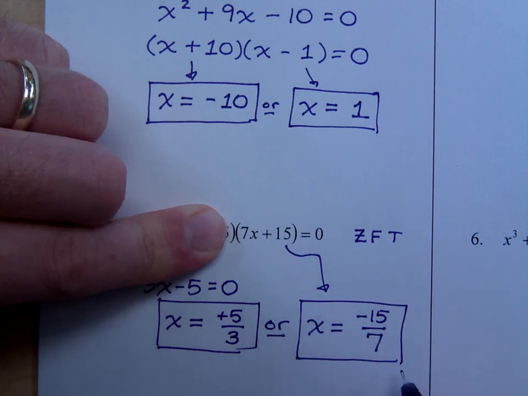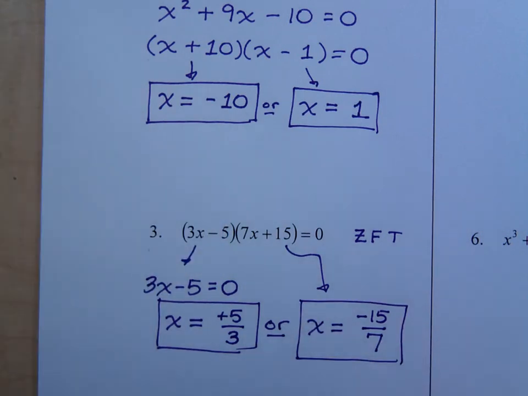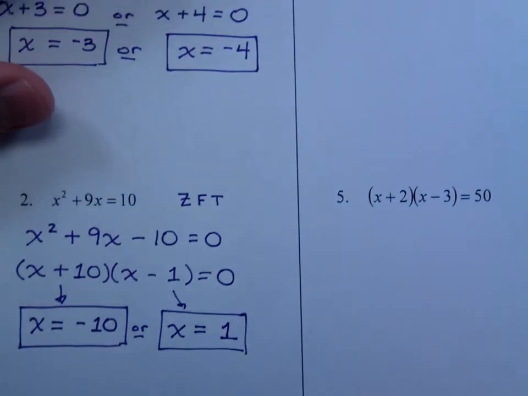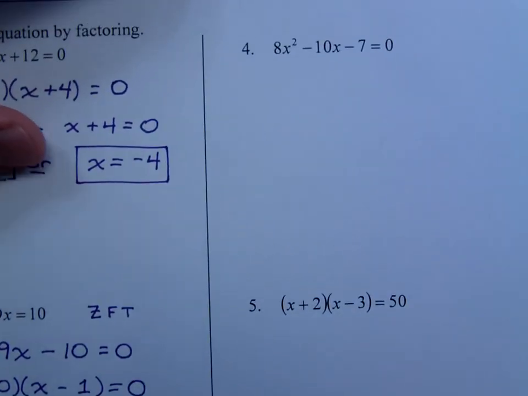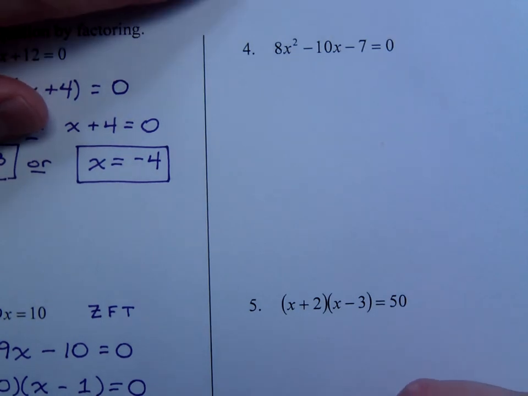Now this was easy for us because the problem was set up already being equal to 0 and being factored. Well, let's see some problems that are going to take a little bit more work. Number 4, 8x squared minus 10x minus 7 is equal to 0. So this guy's already equal to 0. We just need to factor this.